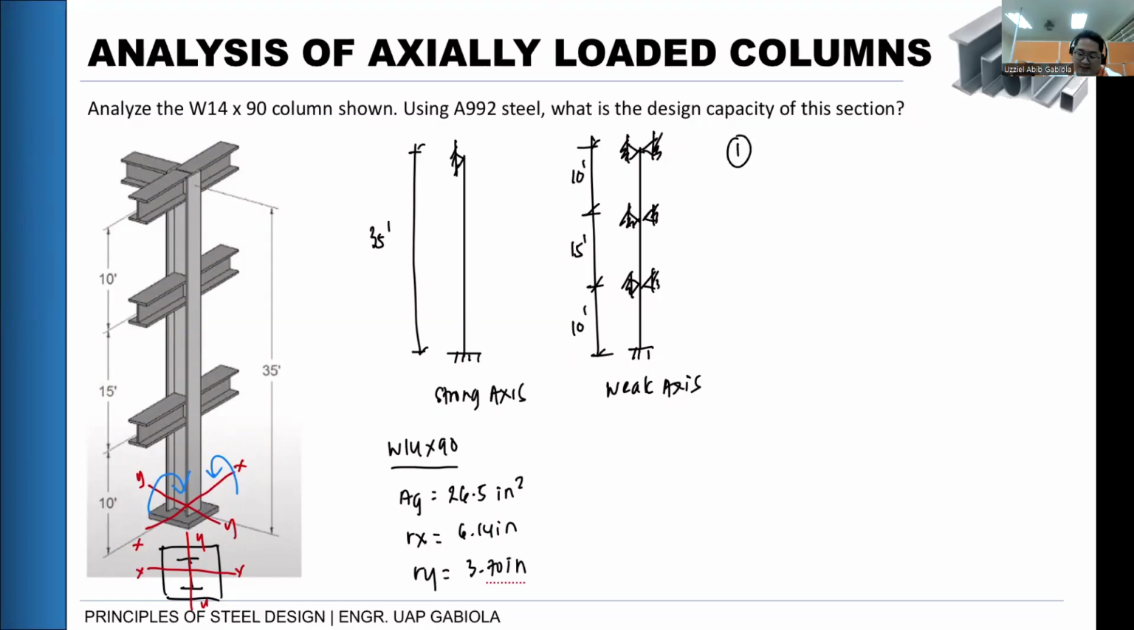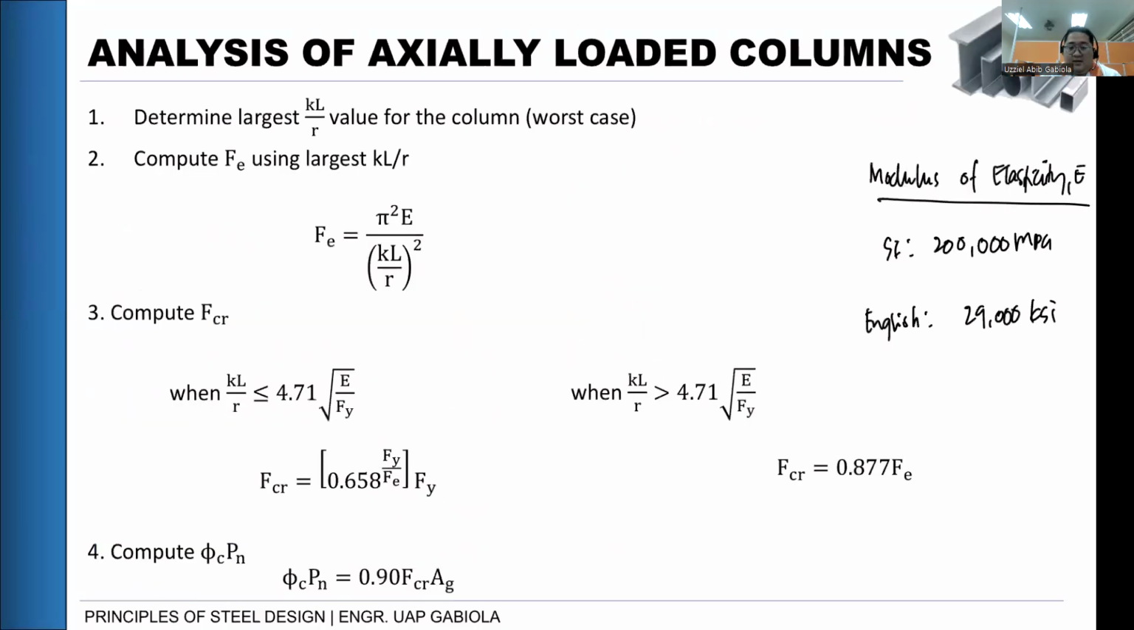Kasi nasulat na natin lahat ng kailangan natin. Ito pa pala, A992 steel tayo. So, kung A992 steel tayo, ang kailangan nating value is yung Fy natin. Fu will not be used yet. Hindi magagamit dito, pero lagay na lang din natin. Fy natin is 50 KSI. And then Fu natin is 65 KSI for A992 steel. Okay? So, first step is, again, determine yung largest value ng KL over R dun sa column natin.